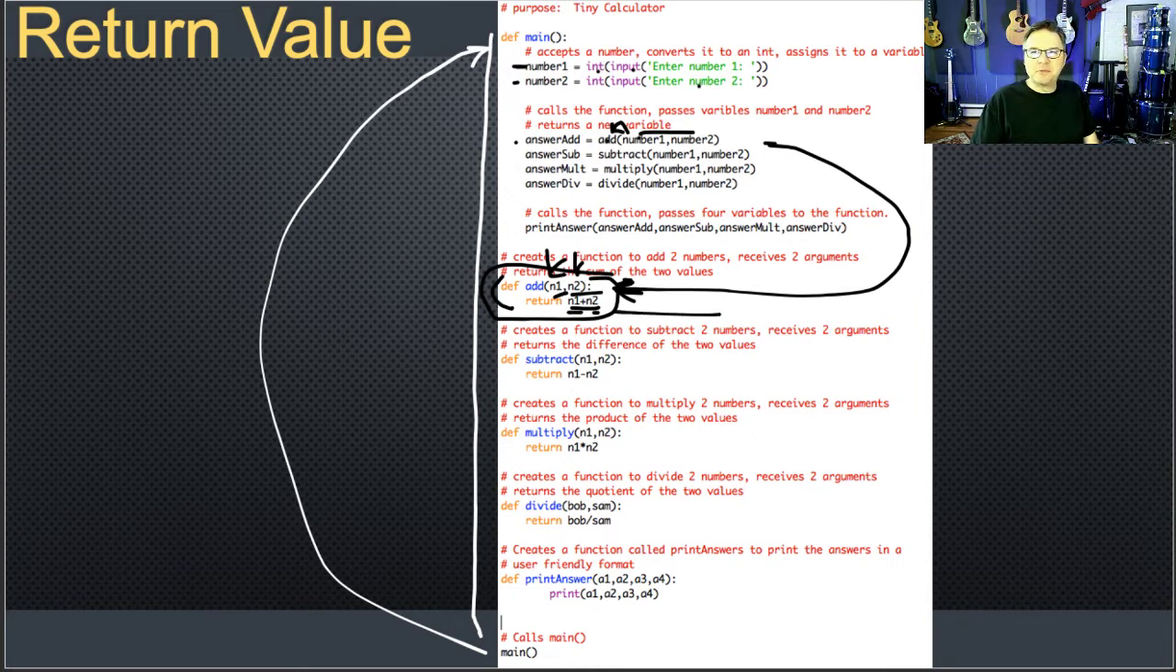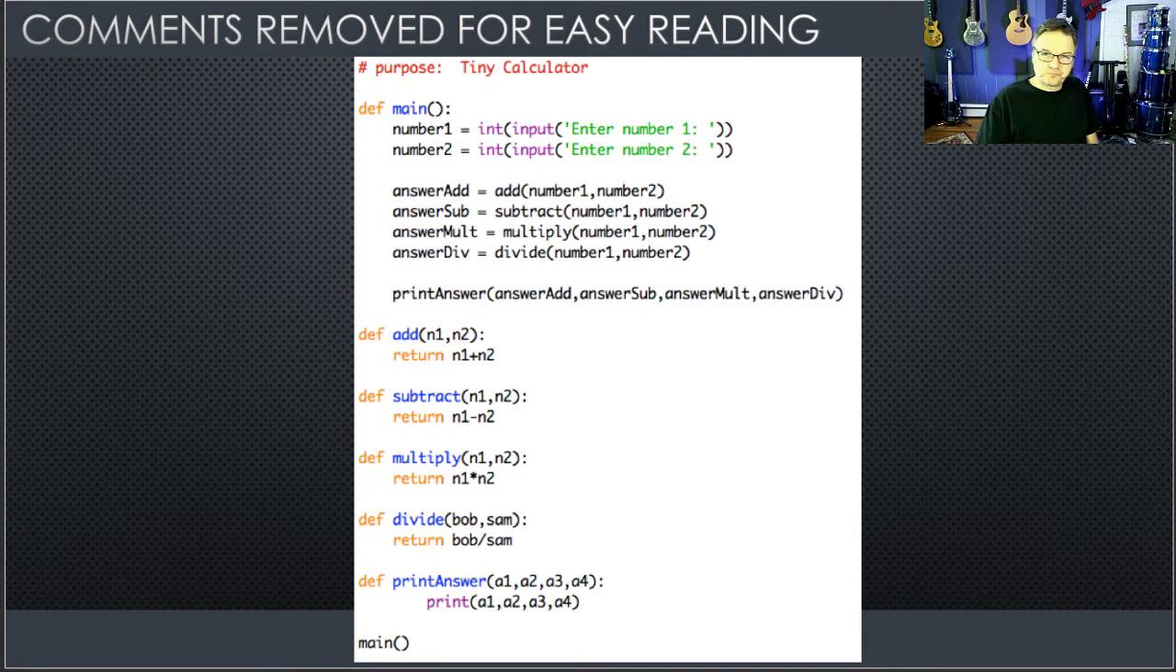Right? And then 12 comes back here and gets put into answer add. So now answer add has the value of 12, right? And that goes on over and over and over again through the whole program. If you run it, you can see this happen.